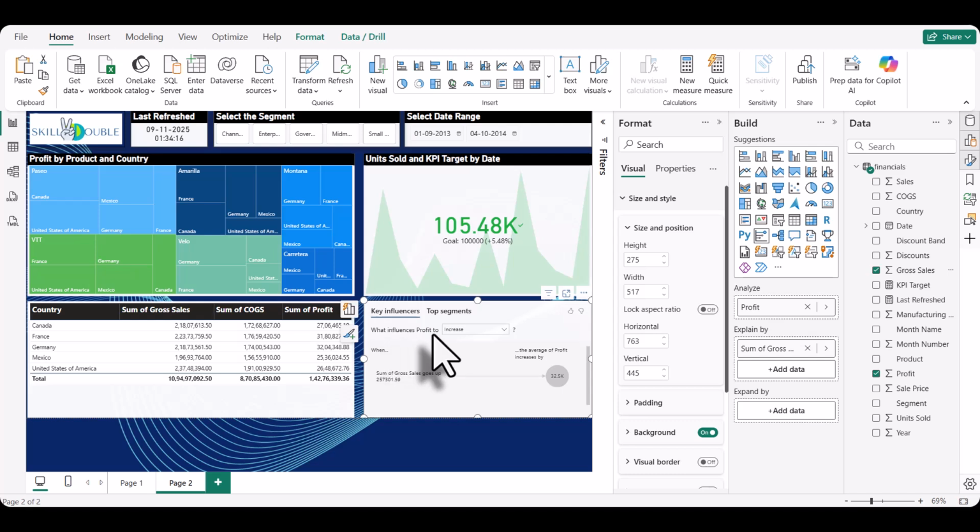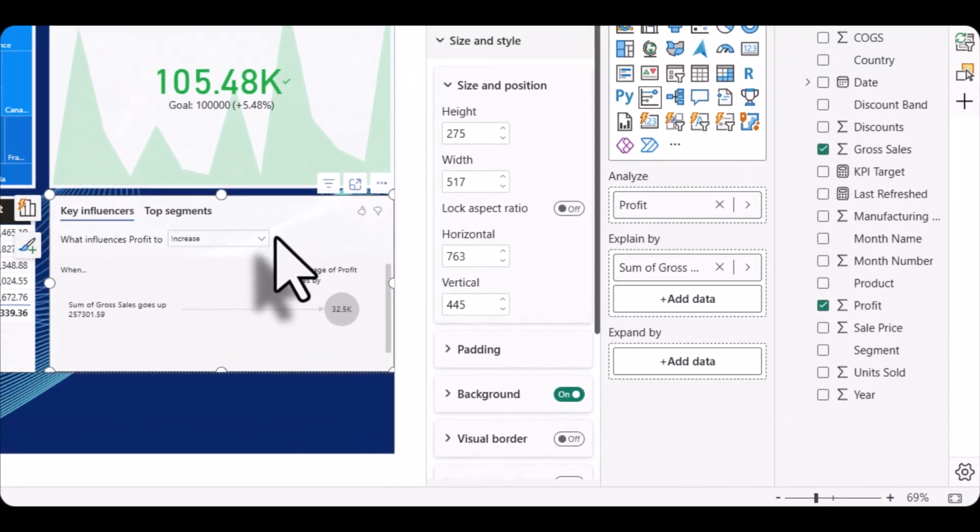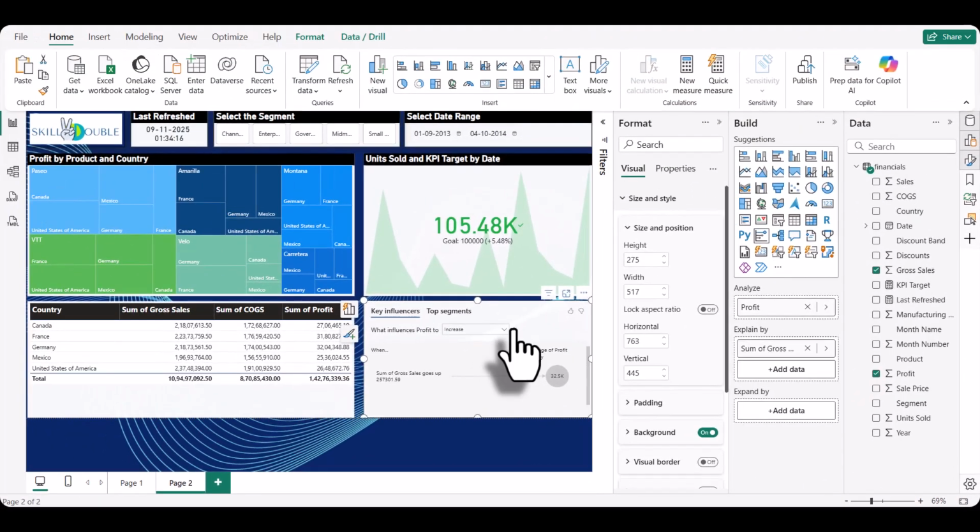So in order to increase the profit, you need to make sure the sales is going up. That is obvious, right? If the sales goes up, the profit would also go up. So that's what we have mentioned here.